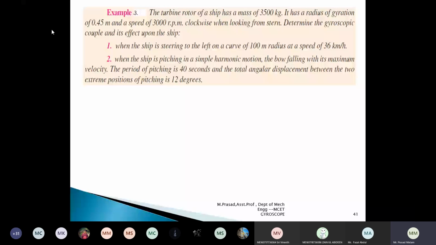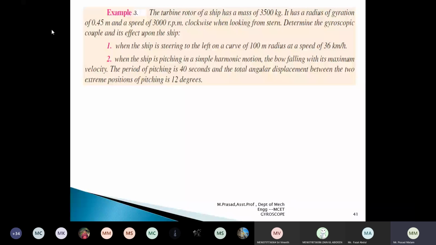Case 1, when the ship is steering to the left on a curve of 100-meter radius at a speed of 36 km per hour. You are supposed to find gyroscopic effect for case 1 and gyroscopic couple also. Second case, when the ship is pitching in a simple harmonic motion. Pitching means the ship moves up and down with respect to the horizontal plane. You can see the motion in the vertical plane here.